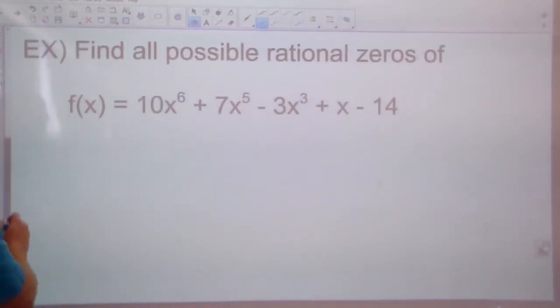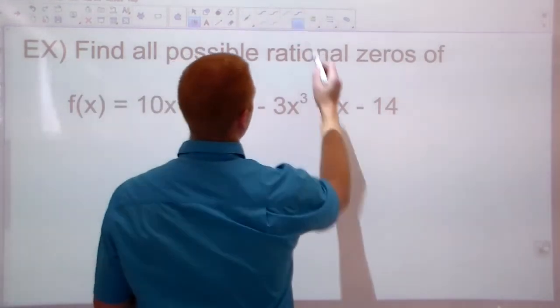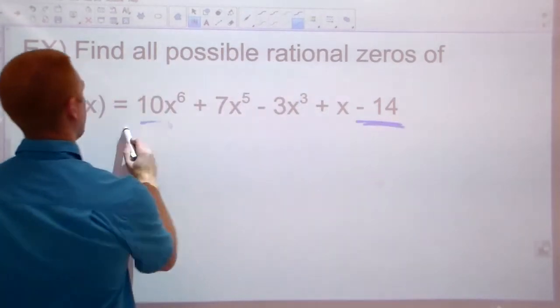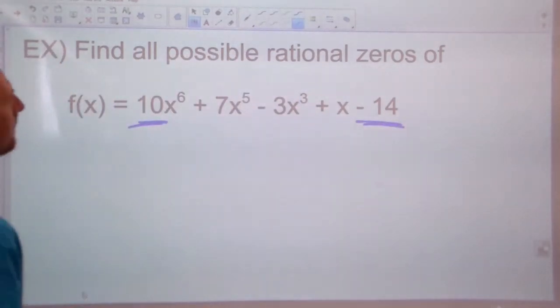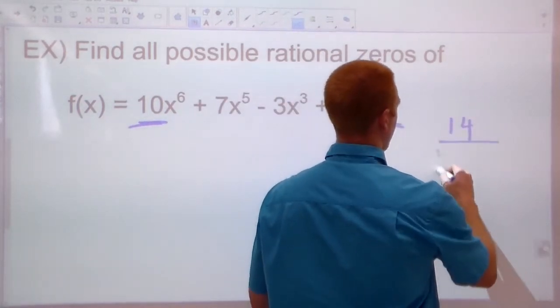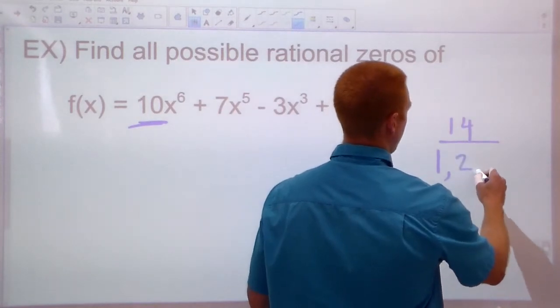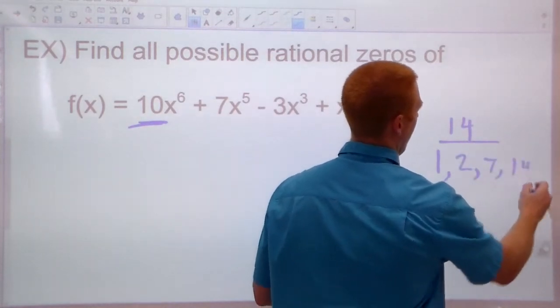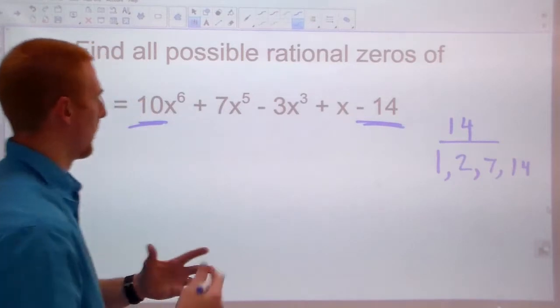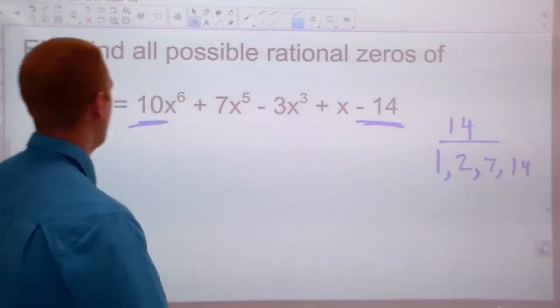So let's do an example just so we can see how it plays out. Find all the possible rational zeros of this polynomial. Well, what really matters is the final term and the first term. So I need all the ways I can make 14. And don't forget the most obvious, which is 1 times 14. So 1 could do it, 2 times 7. And I like to keep them in order like that. You can organize that differently if it helps, but I think in the end, it's really good to keep them in order.